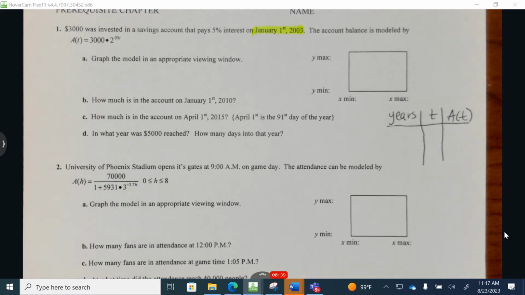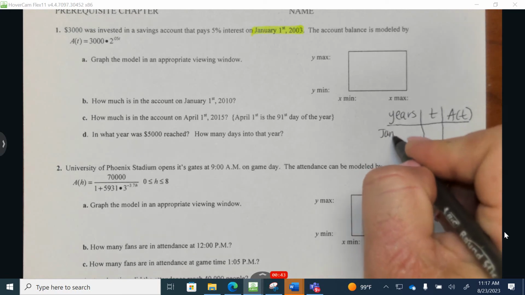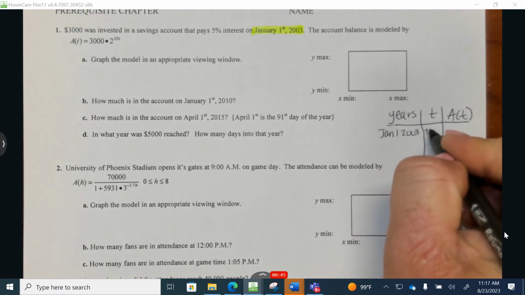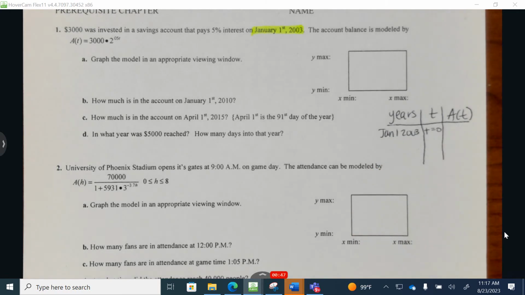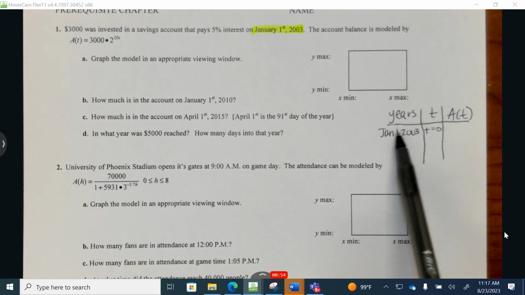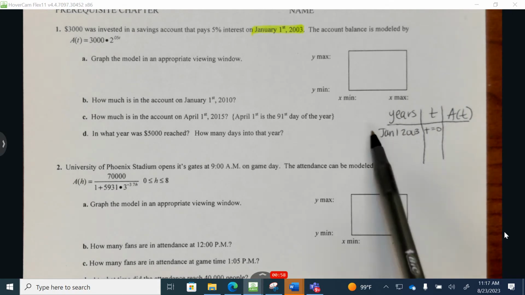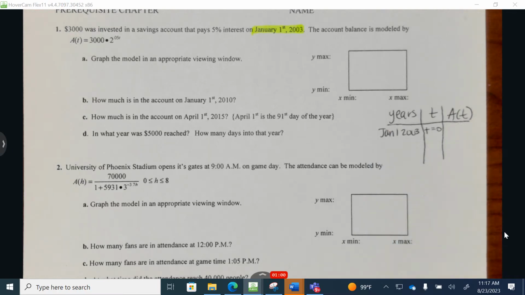We know the initial year and date is January 1st, 2003. That's T equals 0. So if I said T equals 1, it'd be January 1st, 2004. If I said T equals 2, it'd be January 1st, 2005. Again, if it was a 3, January 1st, 2006, and so on.